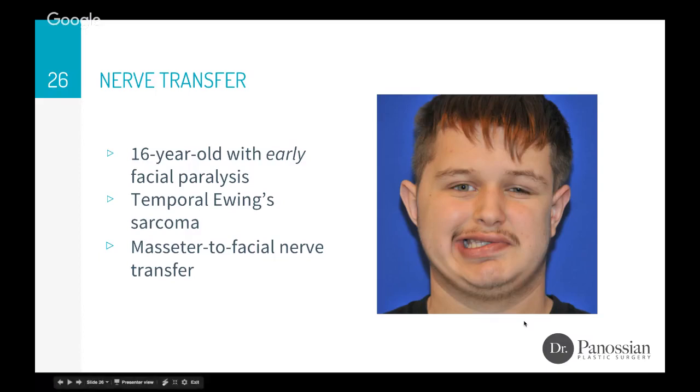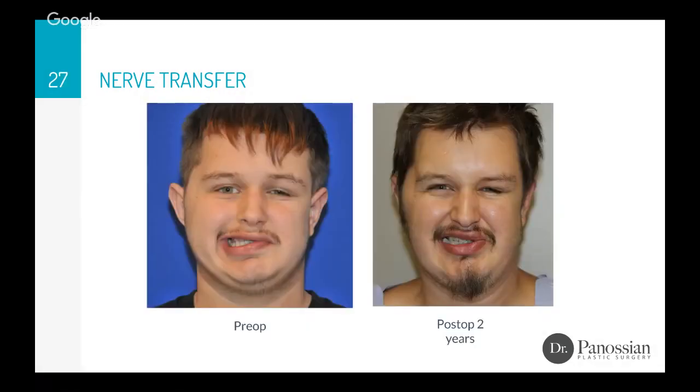A 16-year-old with a temporal Ewing sarcoma had several branches of his facial nerve damaged upon removal of the tumor. And we performed a masseter facial nerve transfer in a babysitter fashion with several cross-face nerve grafts. As you can see, after 2 years, we're seeing better stimulation of the paralyzed side of the face. Now he is clenching his teeth in this particular picture.